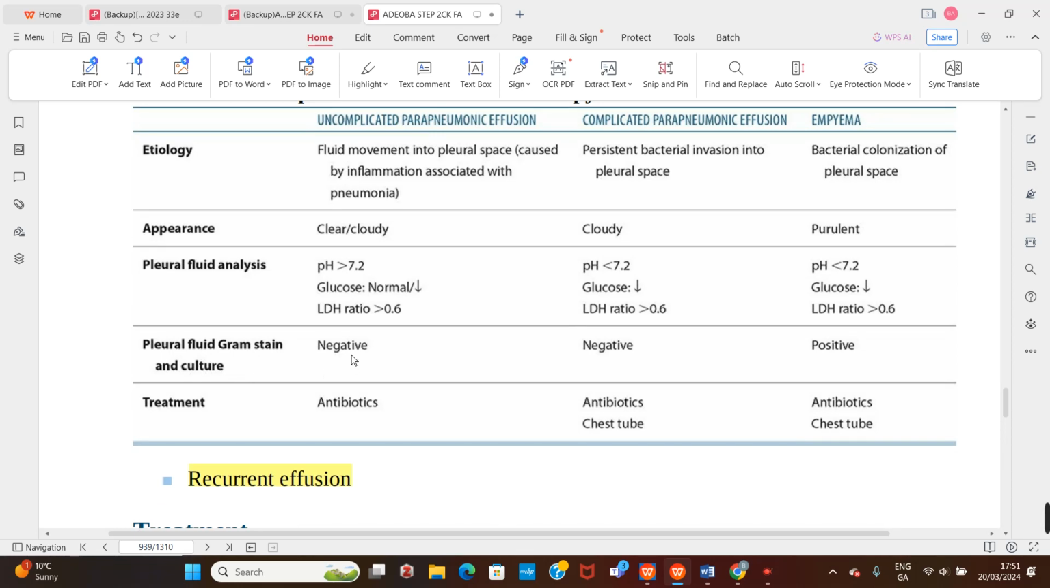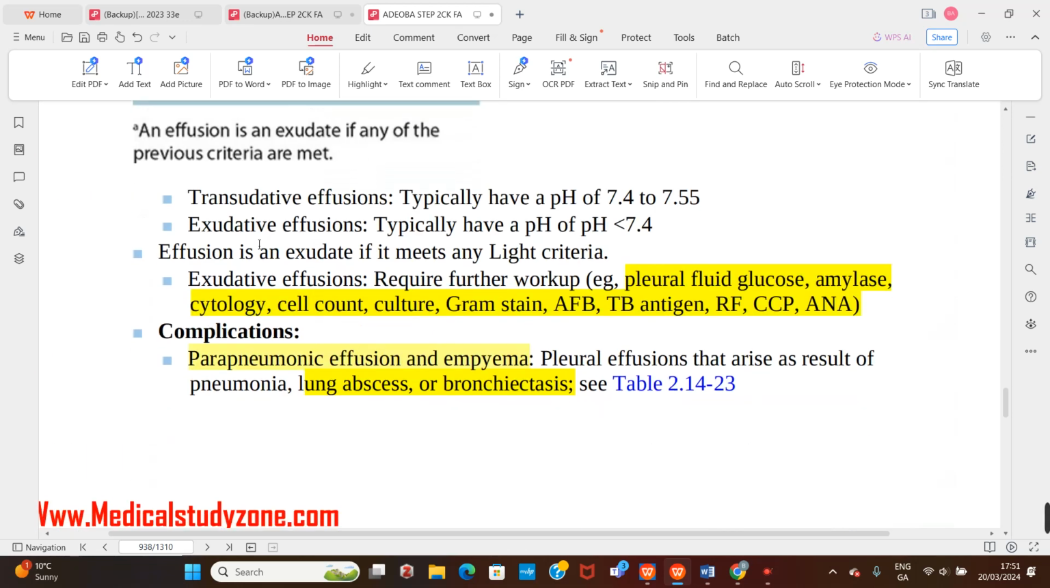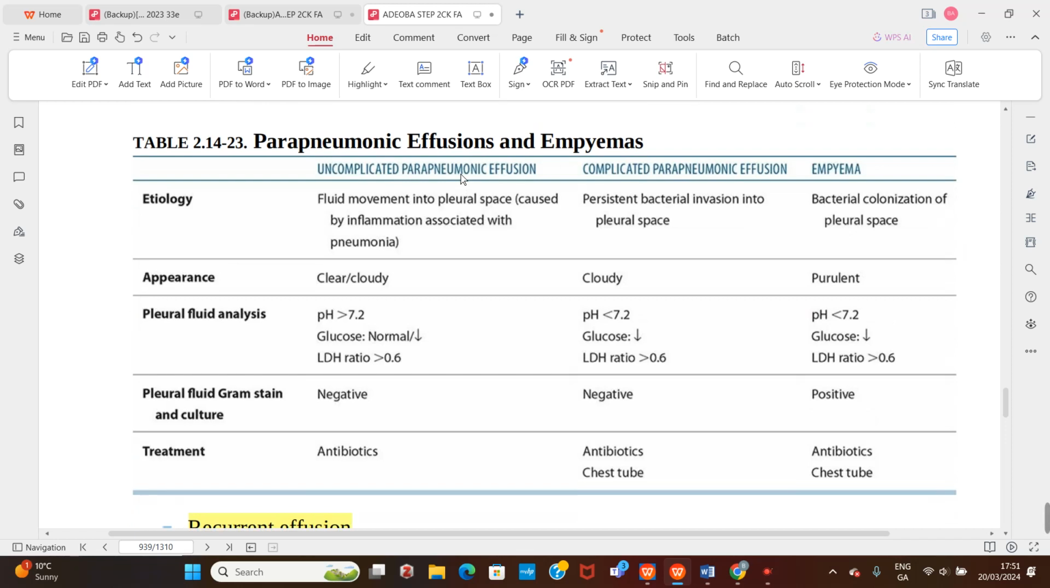Sorry, Dr. Paul, did you say the pH in uncomplicated is more than 7.2 but less than 7.4? Yeah. Or greater than 7.4? Less than 7.4. Okay, look at this. Exudative effusions have a pH of less than 7.4, right? Parapneumonic effusion, what kind of effusion do you think it is? Do you think it is exudative? It's caused by inflammation associated with pneumonia, so definitely it's going to be less than 7.4.